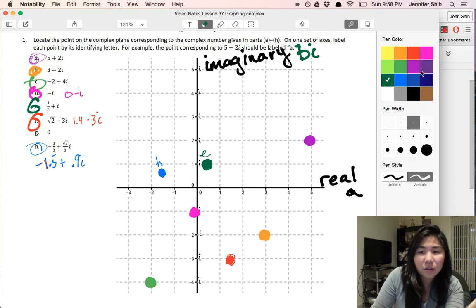0. We forgot 0. What was this one? Oh, the first one. This was A. For 0, this is the best one. Let's see, what color? Yellow. 0 is at the origin for this guy. Okay.